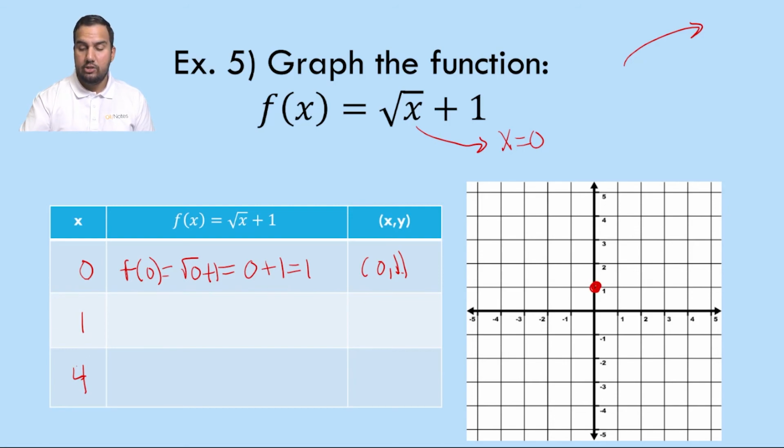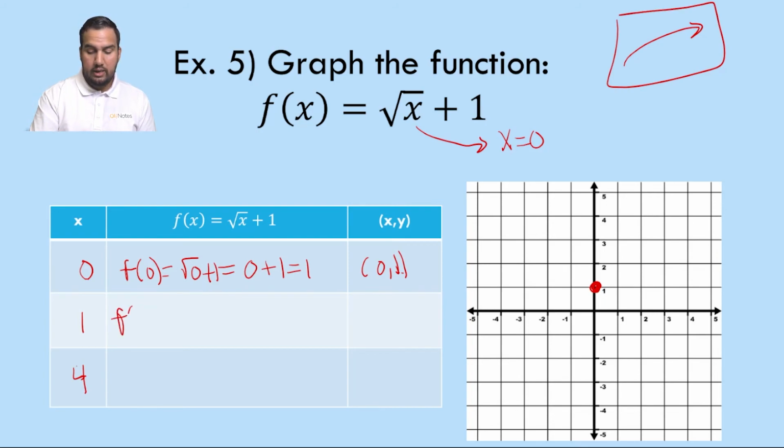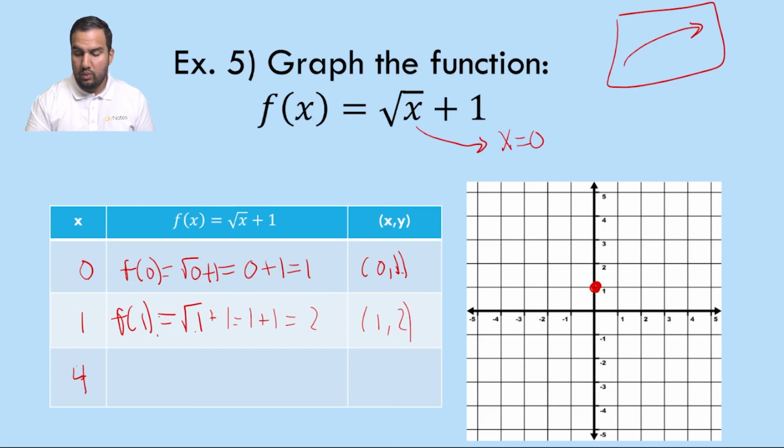I'm going to put my first point, which is my starting point. Remember the shape. It should look like a shooting arrow. Okay, so I'm going to plug in my next point, which is going to be 1. So I'm going to plug in f of 1. And I'm going to get the square root of 1 plus 1. And the square root of 1 is 1. 1 plus 1 is equal to 2. So I know my coordinate has to be 1, comma 2. That means that my next point is going to be at 1, comma 2.